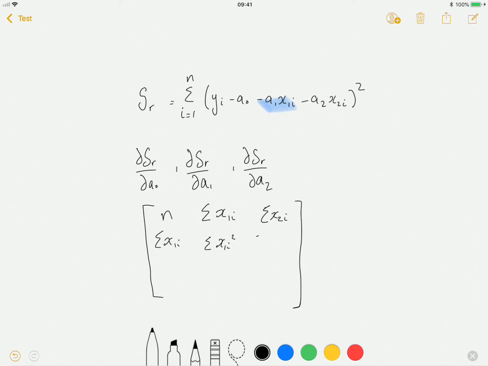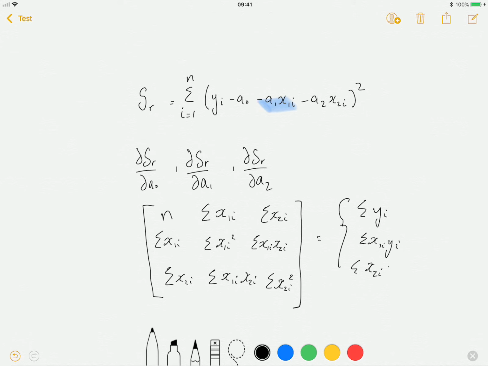sum of x1i squared, sum x1i multiplied by x2i, sum of x2i, sum of x1i x2i, and sum of x2i squared, and that's going to be equal to our vector: sum y_i, sum of x1i multiplied by y_i, sum of x2i multiplied by y_i.